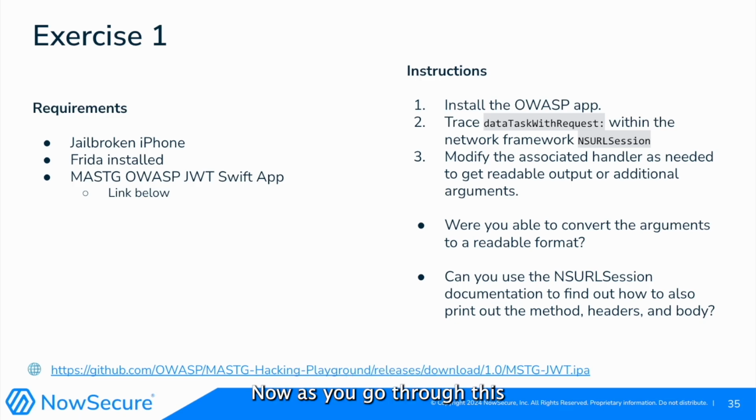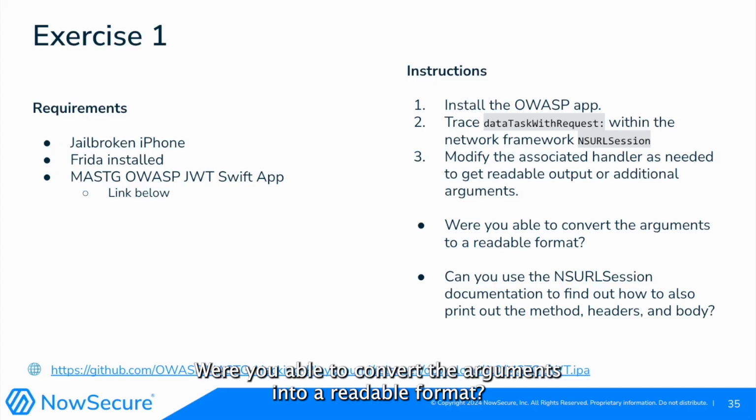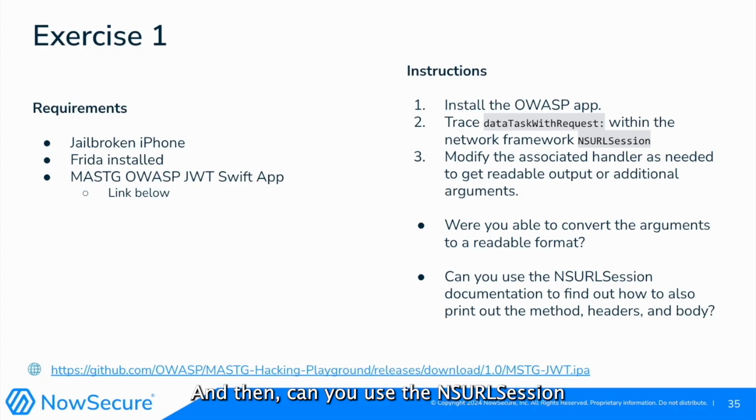Now, as you go through this exercise, keep in mind the following questions. Were you able to convert the arguments into a readable format? And then can you use the NSURLSession developer documentation to find out how to also print out items such as the method, the headers, and the body of that request? Go ahead, do this now. Feel free to pause and come back to this later.